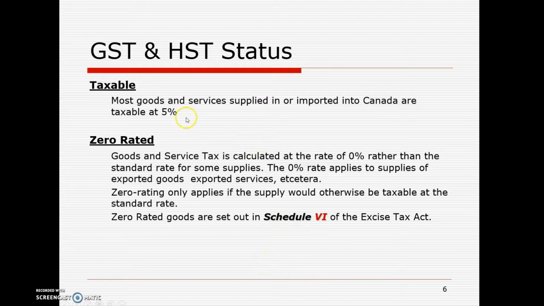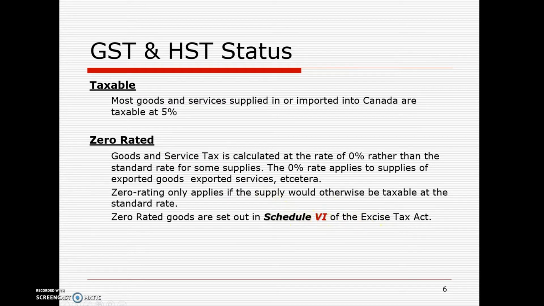Now, most goods and services supplied in or imported in Canada are taxable at 5%. When they're sold in Canada, they're taxed at 13%. Now, zero rated. When goods are zero rated, the goods and services tax is 0. So when we import goods that are zero rated, we don't pay 5% GST, we only pay 0. And zero rated goods are listed in Schedule 6 of the Excise Tax Act.